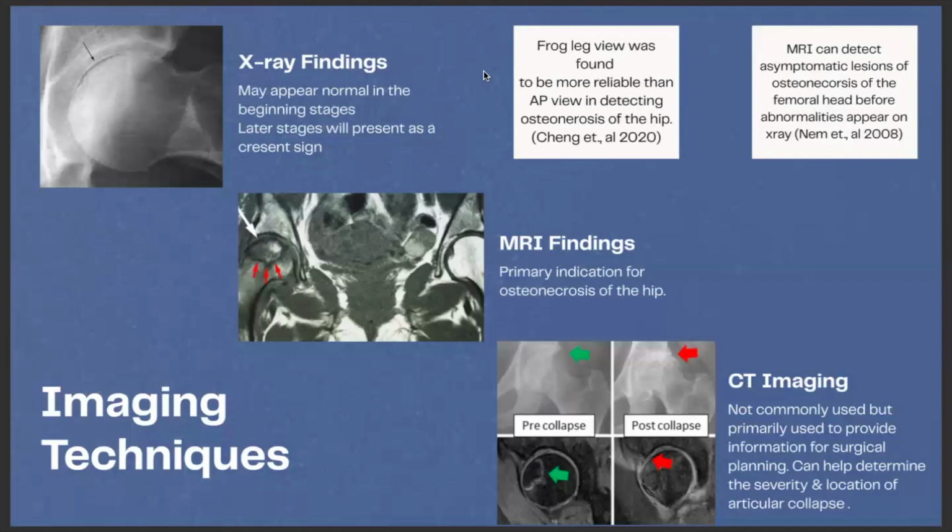And for our MRI findings, this is actually the primary indication for osteonecrosis. What we found is that MRI can detect asymptomatic lesions of osteonecrosis of the femoral head before abnormalities appear on the X-ray. And a CT scan is not normally used for this reason, but they'll use it to provide information for surgical planning, and it can help determine the severity and location of articular collapse.